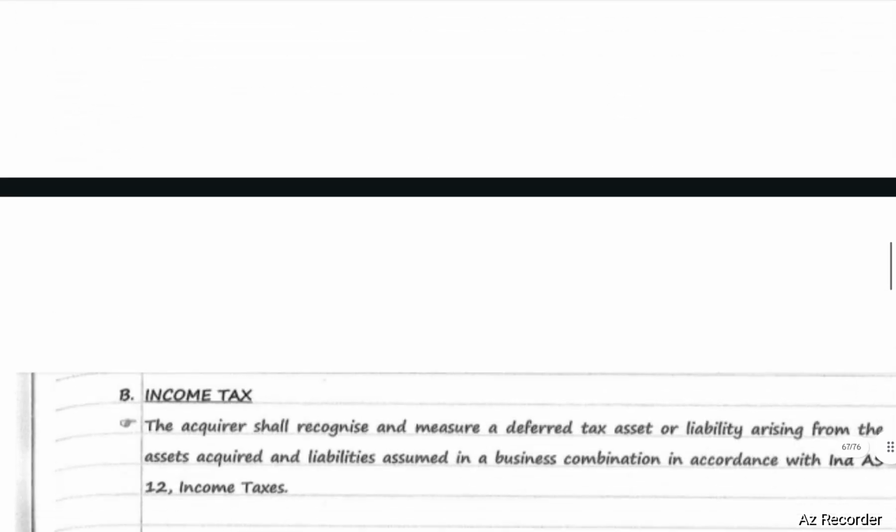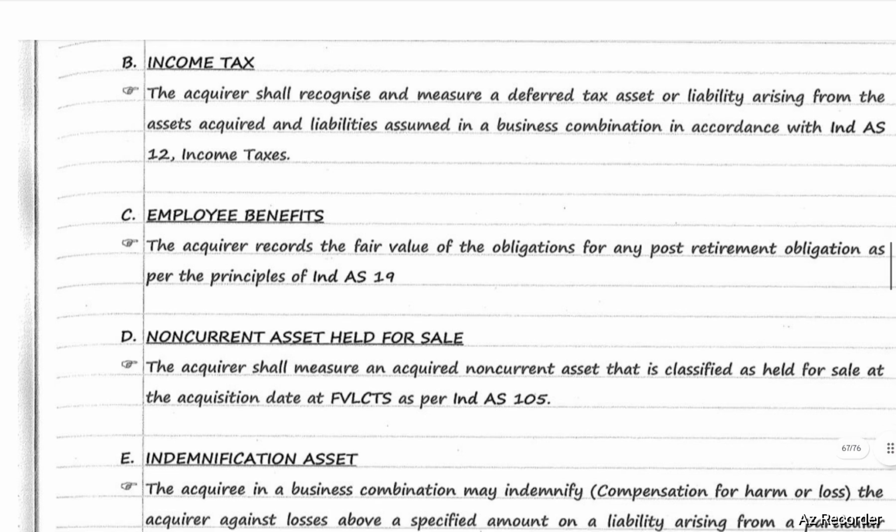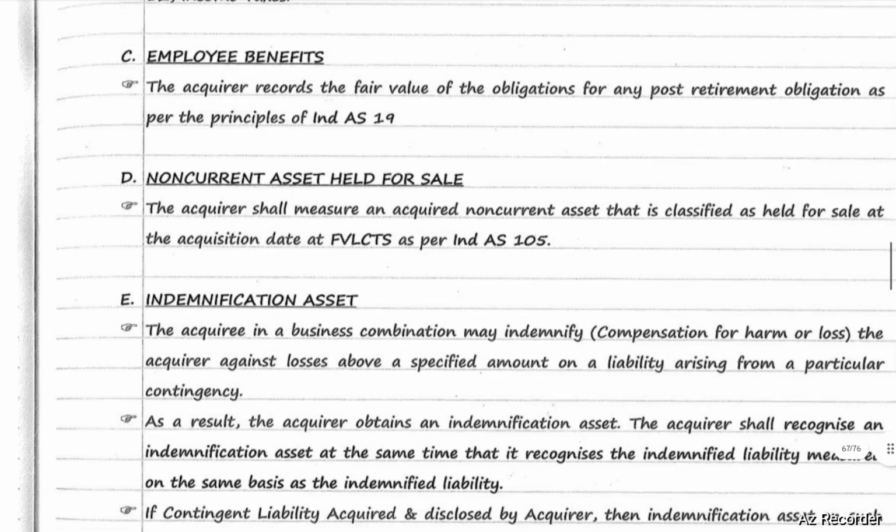Next, income taxes. The acquirer should recognize and measure a deferred tax asset or deferred tax liability arising from the assets acquired and liabilities assumed in a business combination in accordance with Ind AS 12 Income Taxes. Employee benefits. The acquirer records the fair value of the obligations for any post-retirement obligation as per the principles of Ind AS 19.